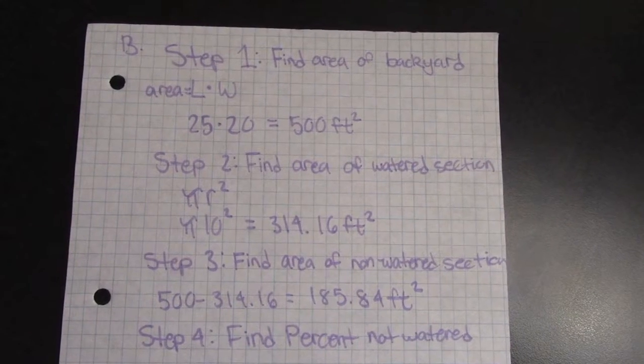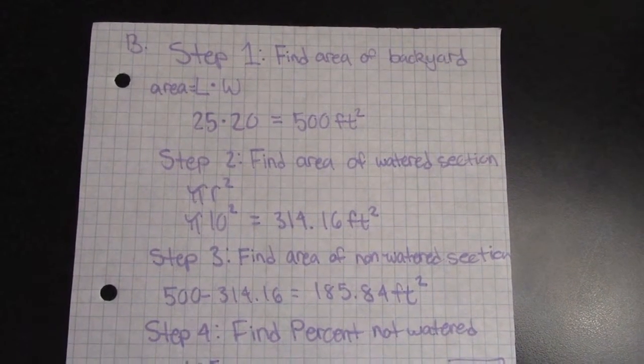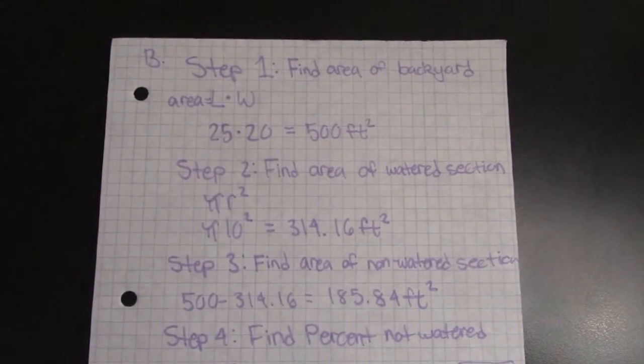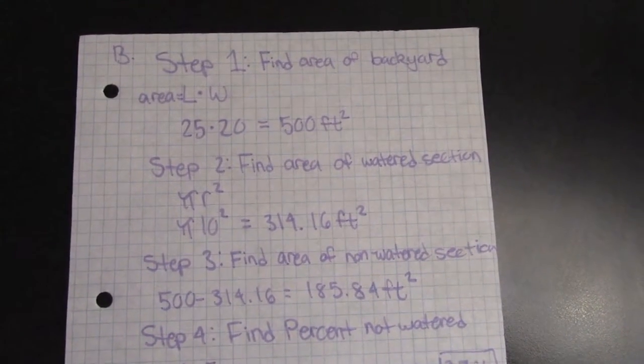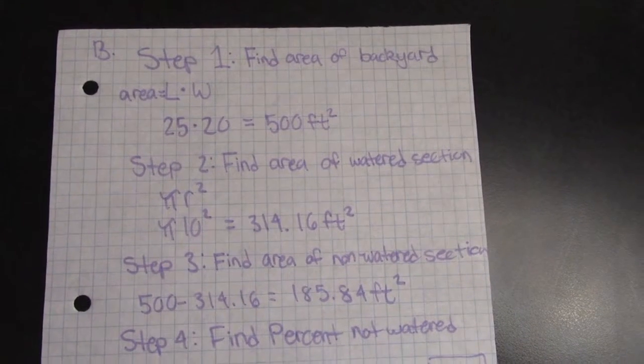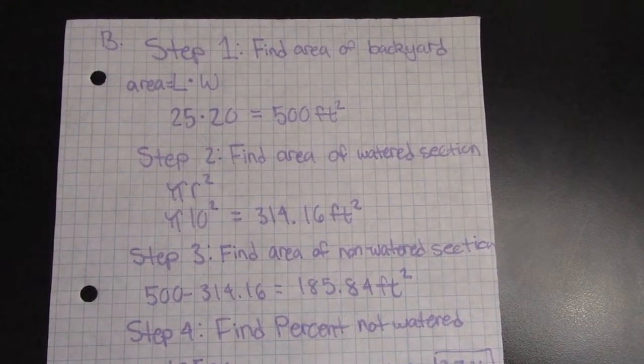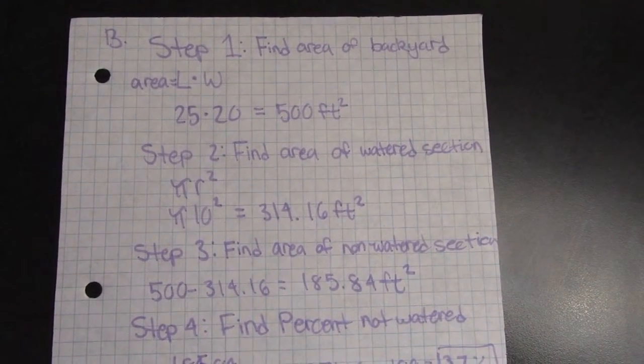Part B is finding the percent of the backyard that will not be watered directly. So first off, we need to see how big the backyard is. We find that area by doing length times width. So 25 feet times 20 feet, which will get us 500 feet squared.